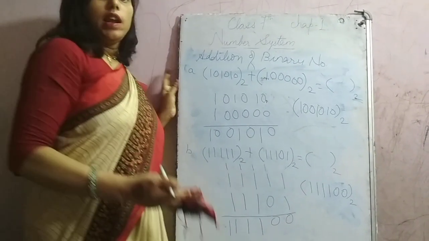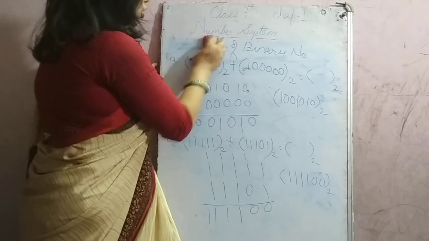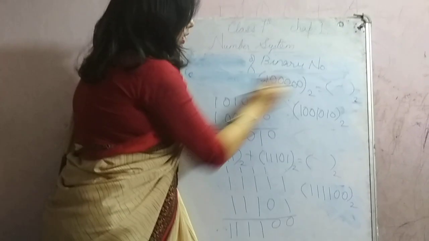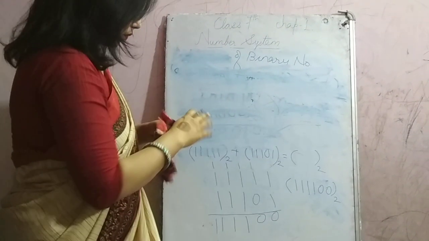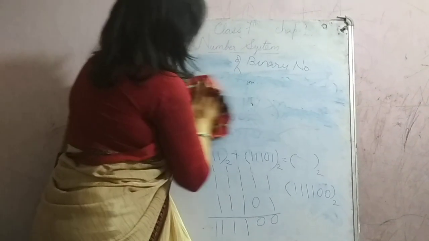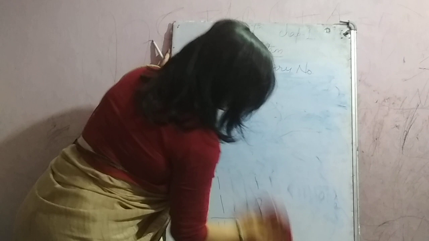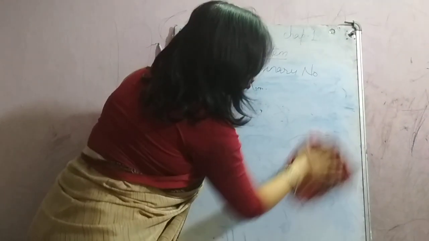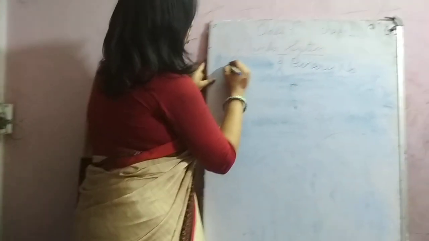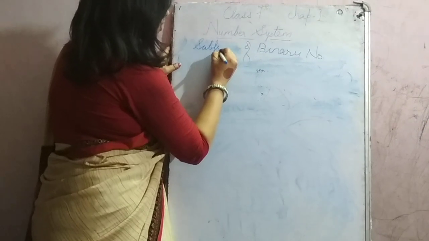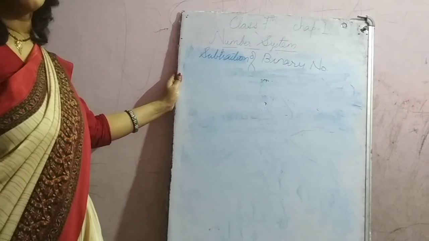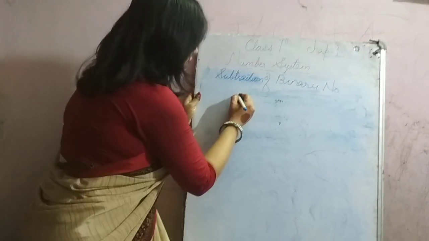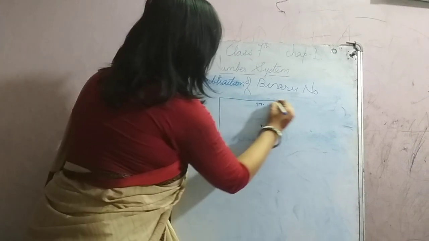Now we are going to see how to subtract in binary number. Now we are going to see the subtraction of binary number. Just see. Now subtraction. Subtraction of binary number. Here also there is one simple table which you have to create and you have to learn it.